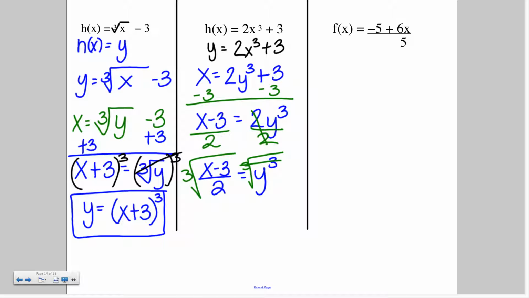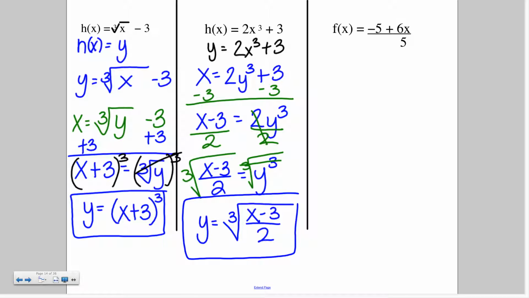All right, and if you were to put the cube root of x minus 3 over 2 in the calculator, you're not going to get an answer, so you just leave it the way it is. So y is equal to the cube root of x minus 3 over 2. And that is our answer. And again, you can go back and check, just replacing x and y. I encourage you to do that just to get the practice in. Okay?